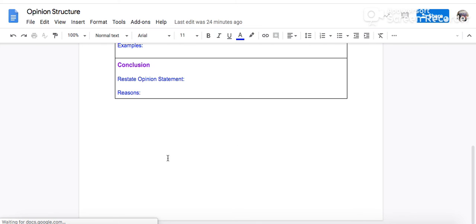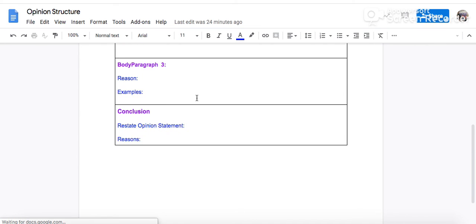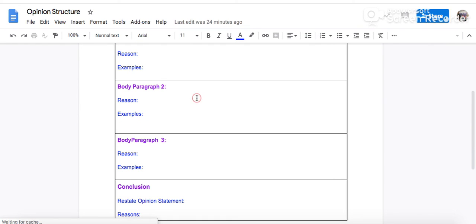Oof, my computer is not working well. Body paragraph 1, 2, and 3, and then your conclusion down here.